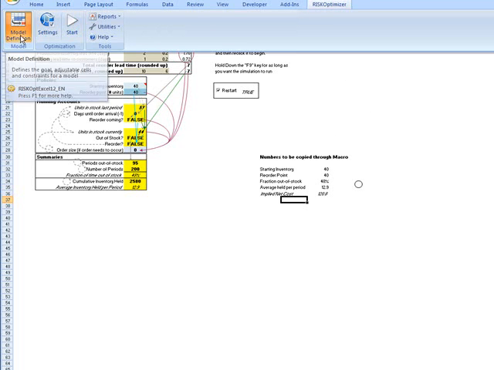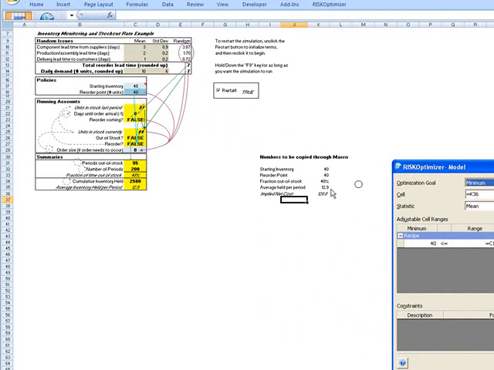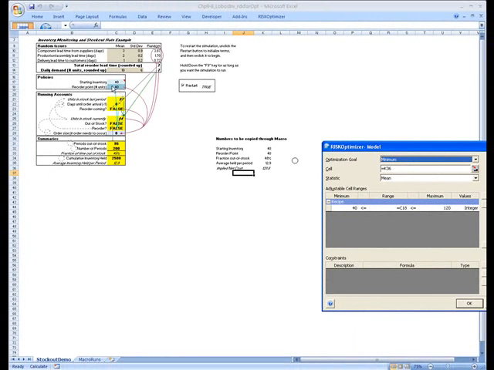I'll go to the model definition. It's a pretty simple model. All I'm doing is minimizing that total net cost by changing the one policy decision that we're discussing, that is the reorder point level. So I'm trying to minimize what's in K36 right here, total net implied cost, and doing so by modifying what's here in C18, the reorder point level.